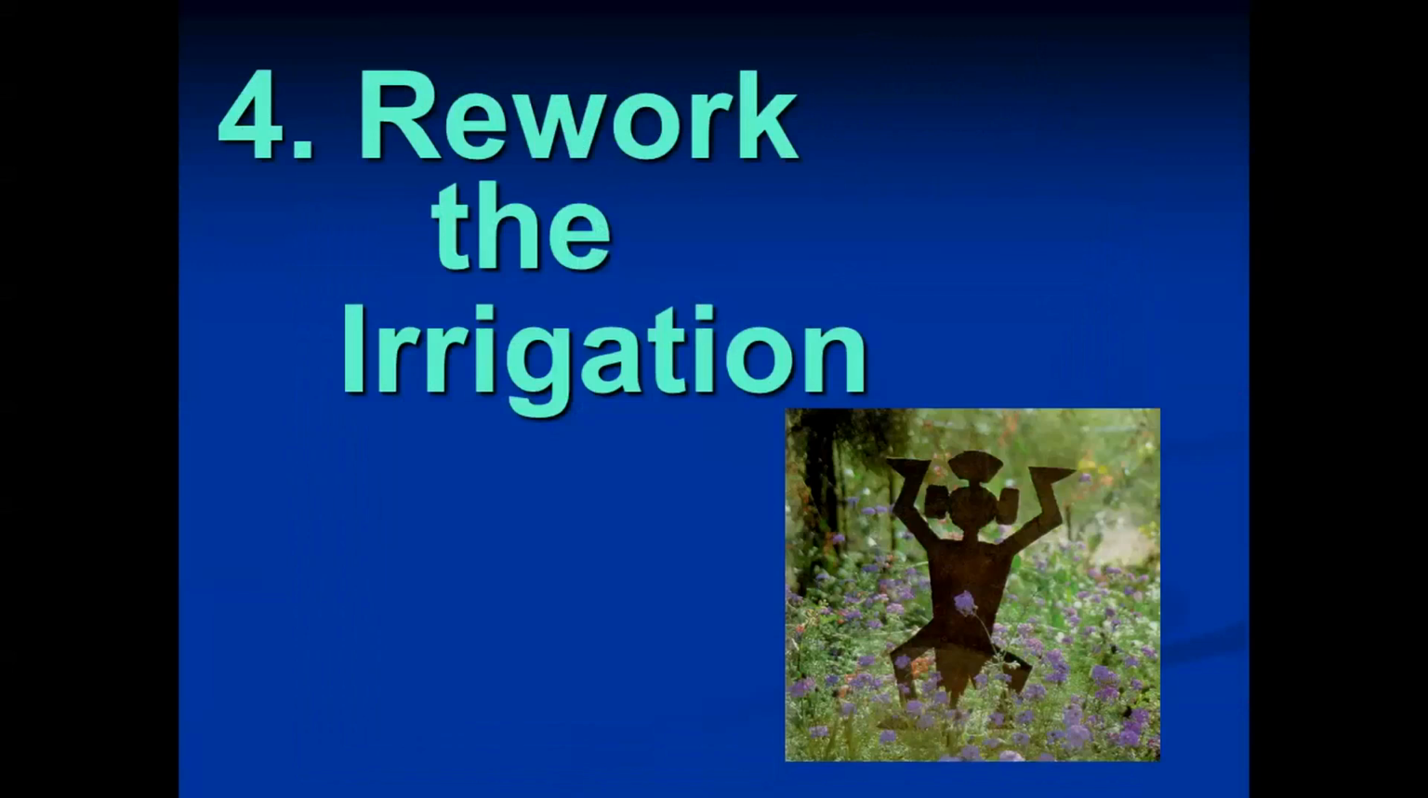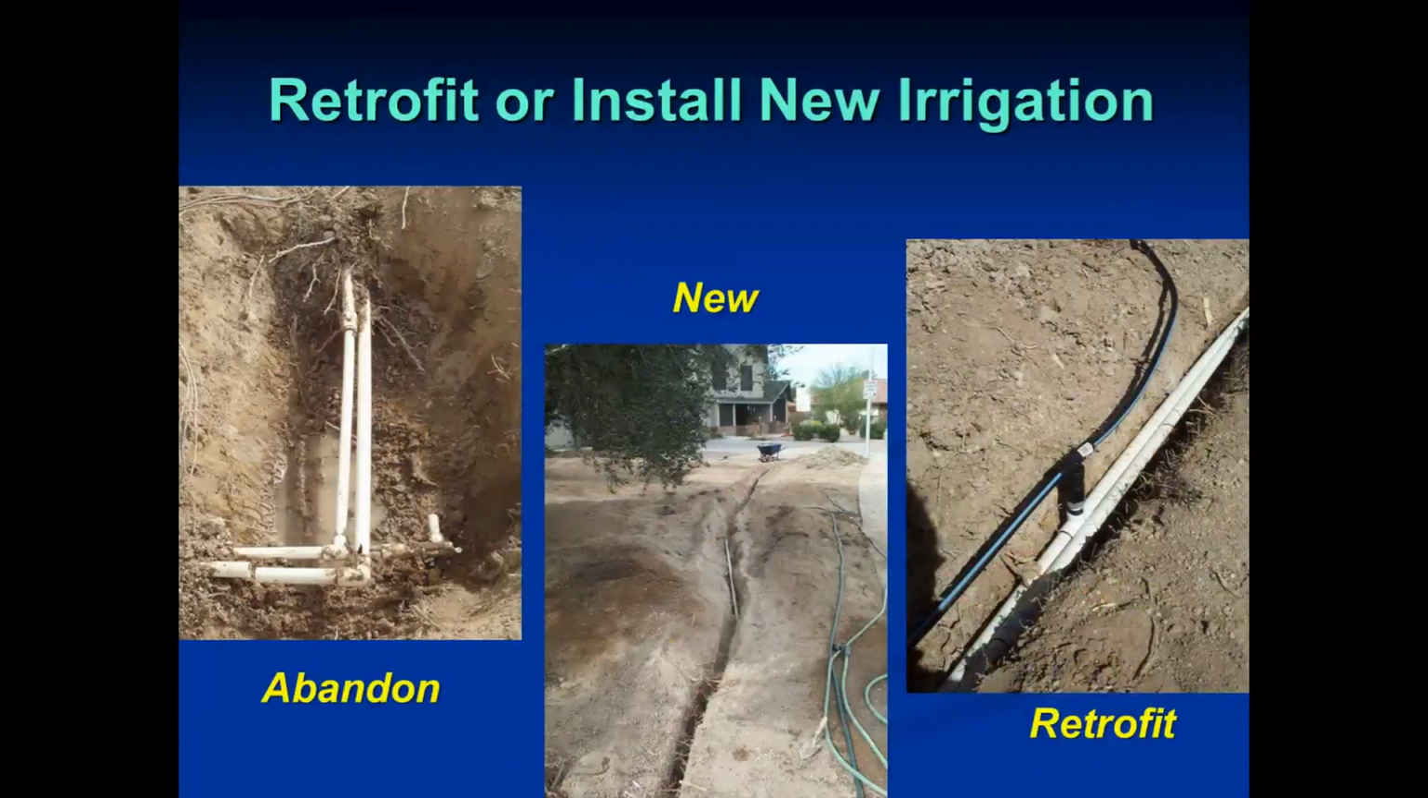Okay, reworking your irrigation. Now, if you've had grass, you probably have PVC because that's how the water was delivered to your sprinklers. And if there are no breaks in the PVC lines, you can leave them where they are because you can actually attach the black poly, the flexible poly, to the PVC if you're going to put in a drip system. So here are some options. Of course, you can abandon the old PVC. You can add new lines, or you can do a retrofit. And as I mentioned, they have products, fittings, that will convert your PVC pipe to a drip line.